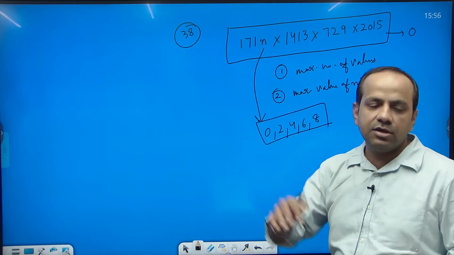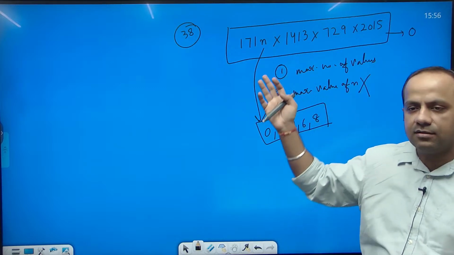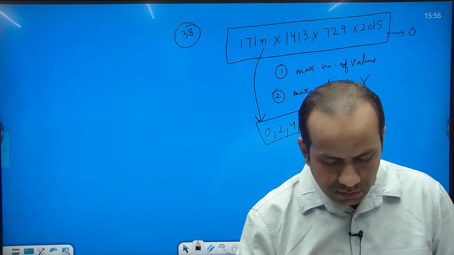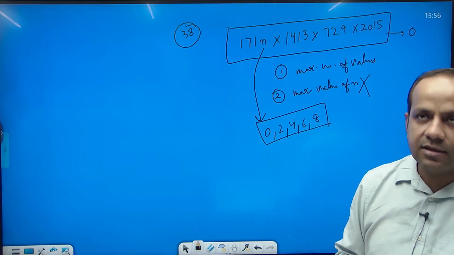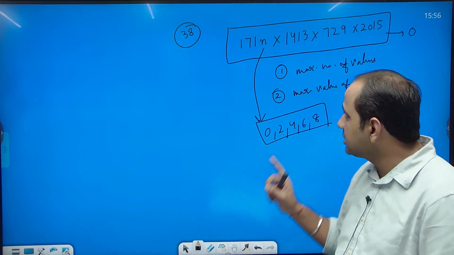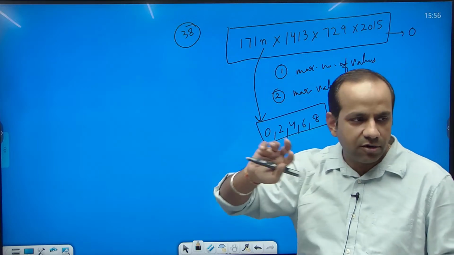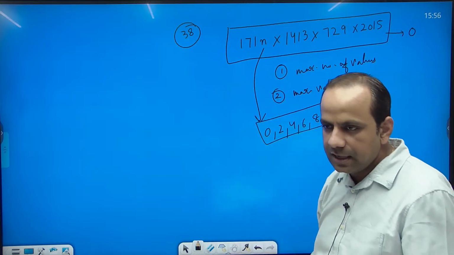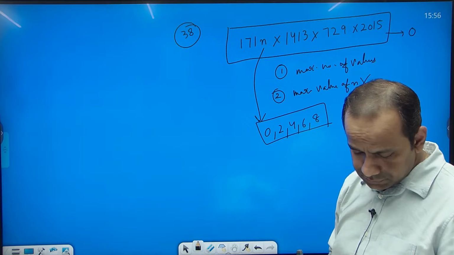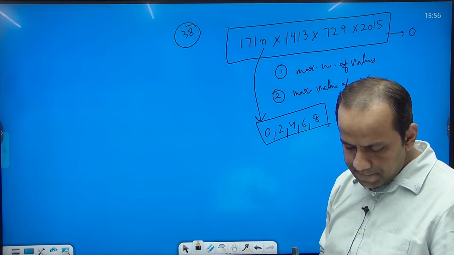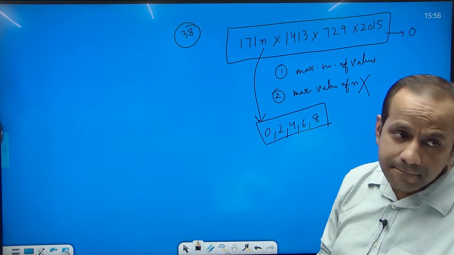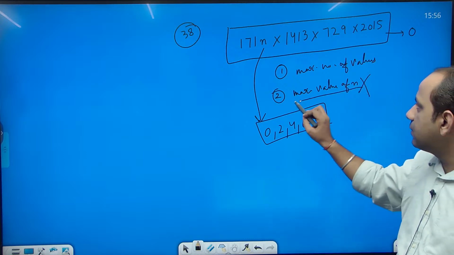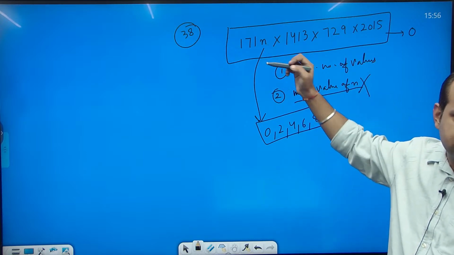So n can get 5 possible values: 0, 2, 4, 6, 8. If I substitute 0, 2, 4, 6 and 8 in place of n, we are getting unit digit as 0. So how many possible values of n are there? Your answer should be 5. Many students make a mistake. In place of 5 they put 6, but 6 is the maximum value of n out of the options. Are you getting my point? But out of the options 6 is there, no? 8 is not in the option. Any doubt in this?